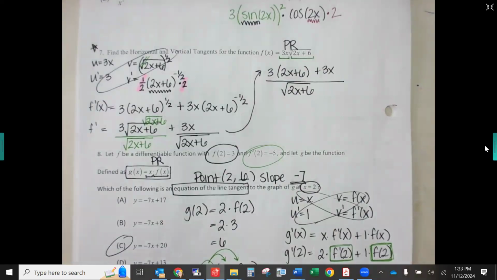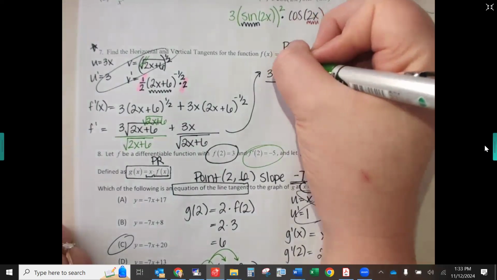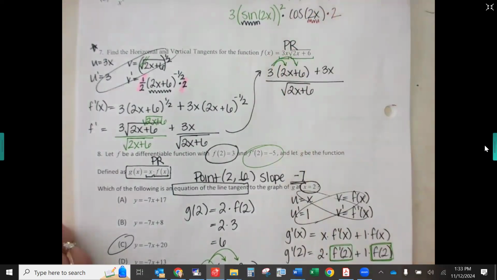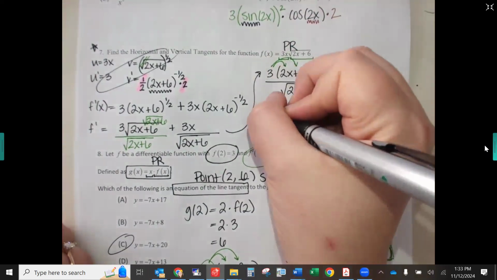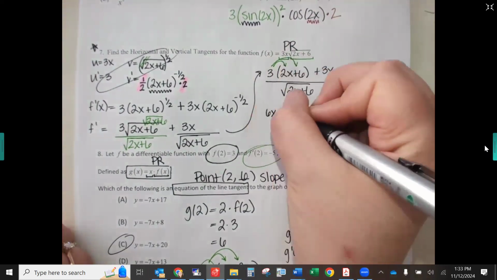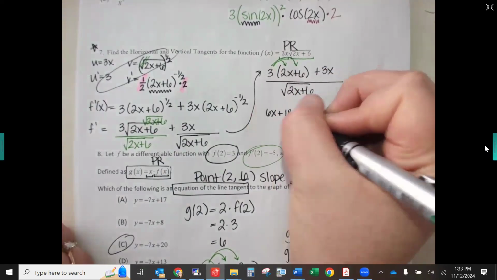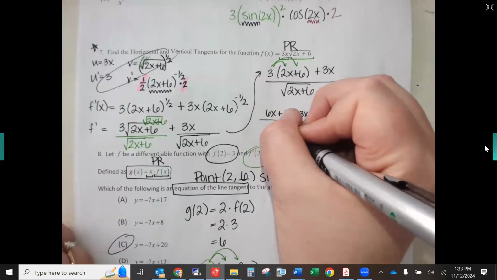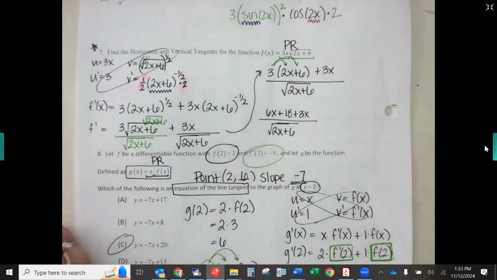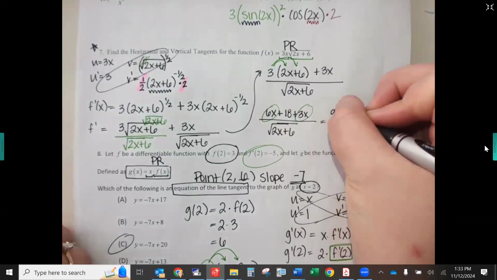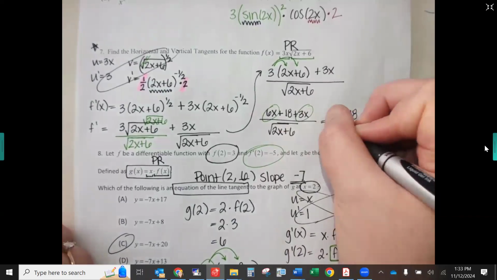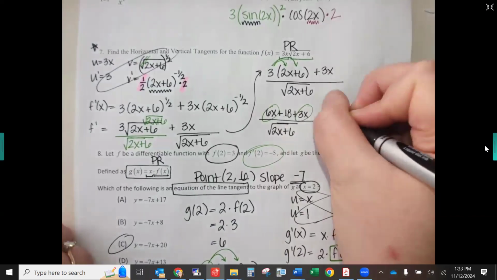Okay, then from there, you just got to clean it up because for your test, this part is multiple choice. You would be looking to see which answer is the same. So let's multiply this 3 in here. What's 3 times 2x? That's 6x, plus 3 times 6 would be 18, plus another 3x. And then from there, what can we put together on the top? Yeah, the 6x and the 3x are going to give you how many? 9x plus 18 over root 2x plus 6. That will be your final answer.